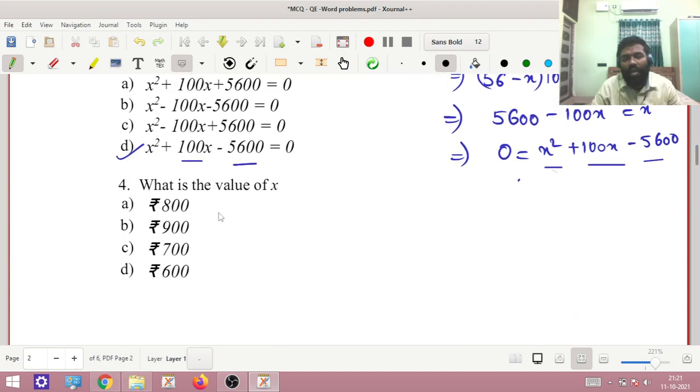Next, what is the value of x? We have to just factorize this. Either you can do middle term factorization or you can use the Sridharacharya formula.